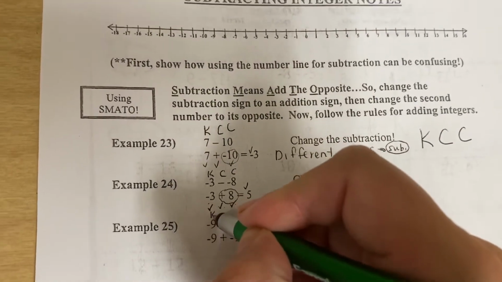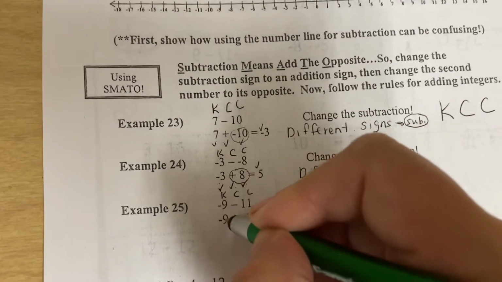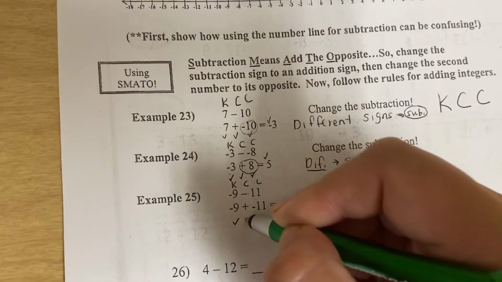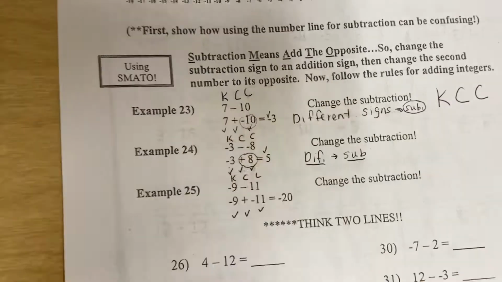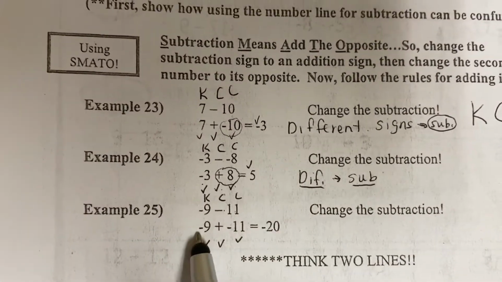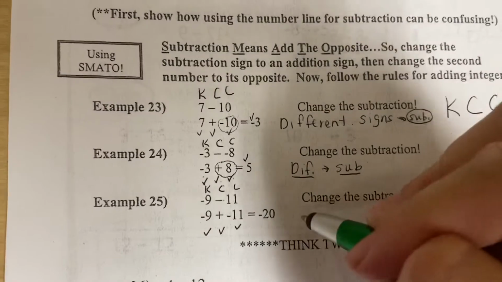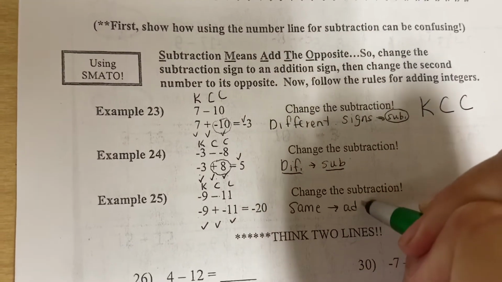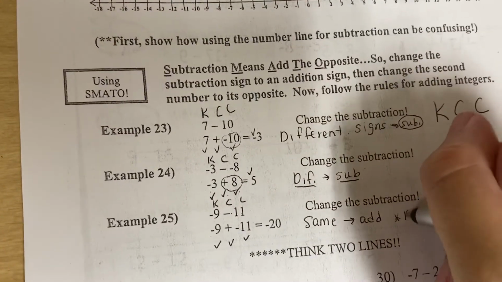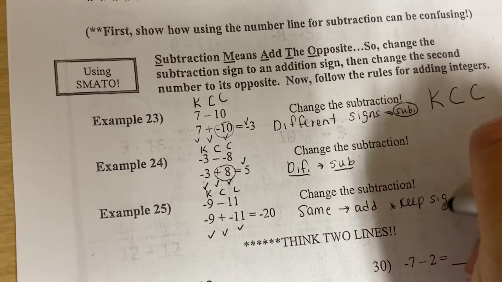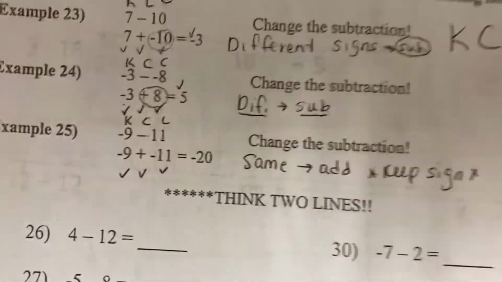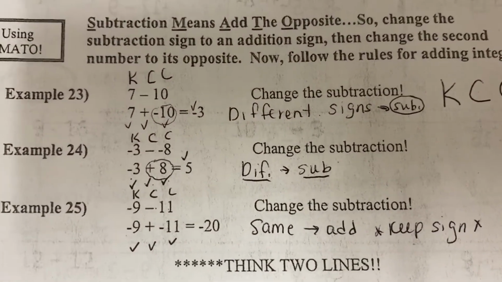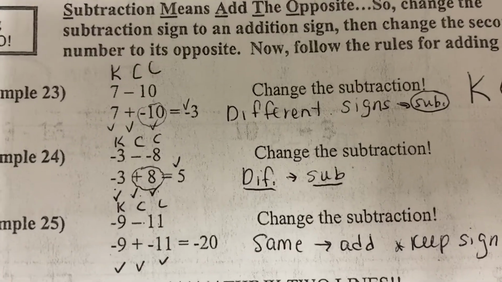So let's look at the next one. We write keep, change, change. The negative 9 staying, good. They changed the negative to a positive, and the positive to a negative. Now let's look here, a negative and a negative. So this is same, which tells us to add, but keep sign. A lot of you forgot to keep the sign. So same, add, keep sign. 9 plus 11 is 20, and the negative, negative, negative.